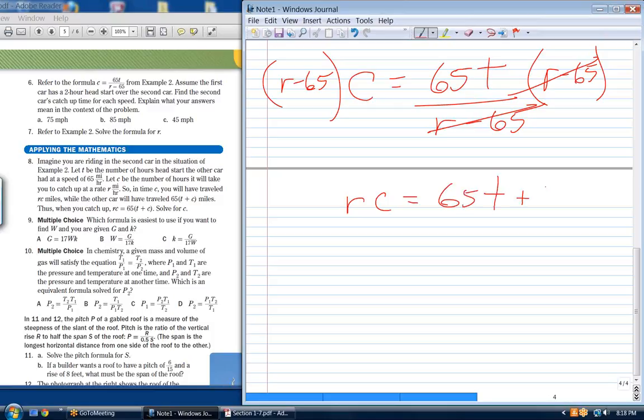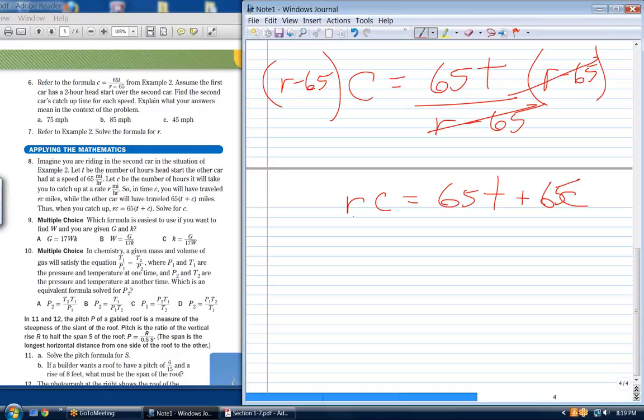Or, well, if we're solving it for C, there's a problem here. If I'm solving this for C, I want to gather all the terms that have C in it on the same side.